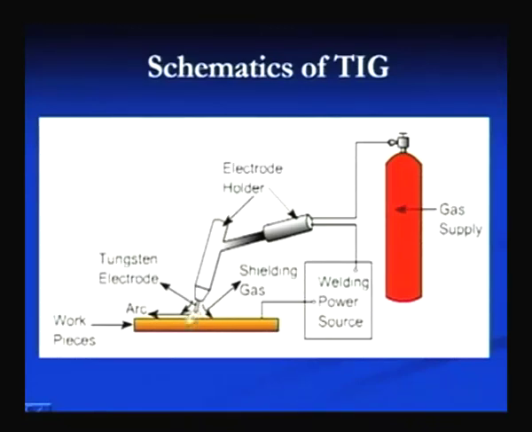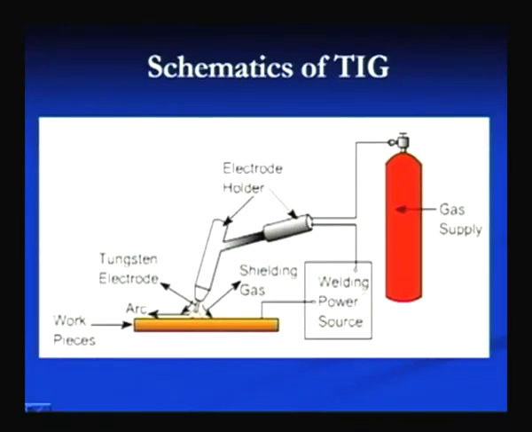And around the arc, a jet of shielding gas is supplied, so that a blanket or cover of shielding gas is available around the weld pool and around the arc, so that they can be protected from the atmosphere. Here the shielding gas is supplied in the form of helium or argon, from a cylinder, and it passes through this nozzle and the welding torch. And here these also indicate the power supply line connections.